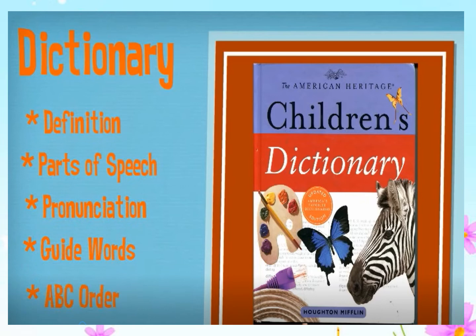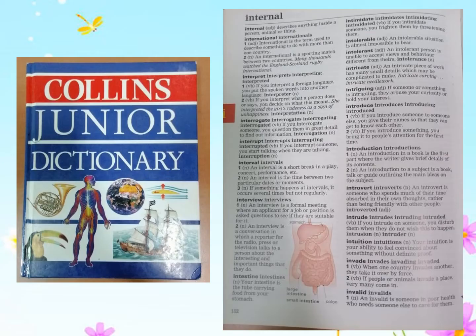We can also know what part of speech is that word. It could be a verb, adverb, adjective, preposition, or conjunction. Also, we can see in dictionary what is the pronunciation of that word. The dictionary will tell us how to pronounce that word. There are also guide words and also ABC order. When we say ABC order, words there are arranged alphabetically. This is an example of a dictionary.